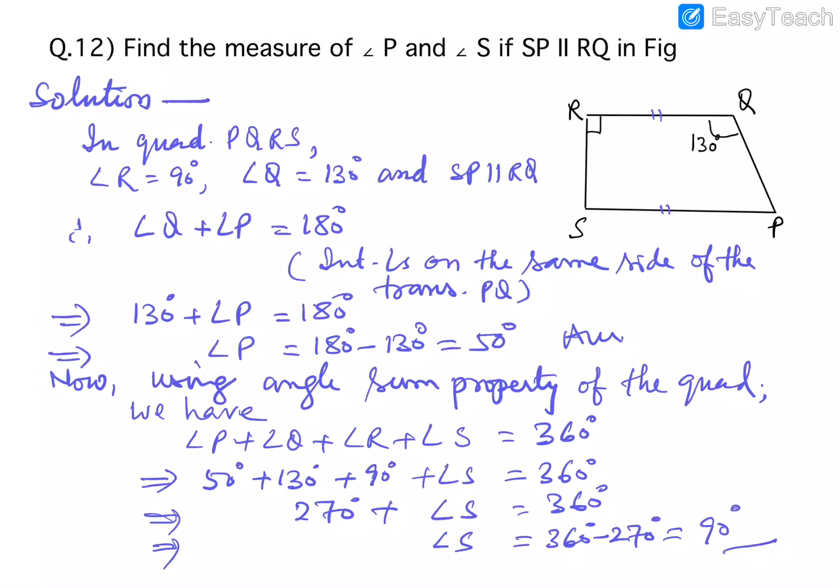Now we have three angles of this quadrilateral. This is 90, this is 130, and this is 50 degree. So we can calculate angle S using angle sum property of the quadrilateral, which says that the sum of the four angles of a quadrilateral is 360 degree. Using this relation, we can calculate the value of S as 90 degree here.